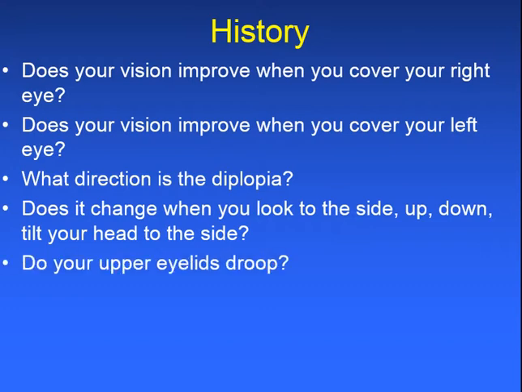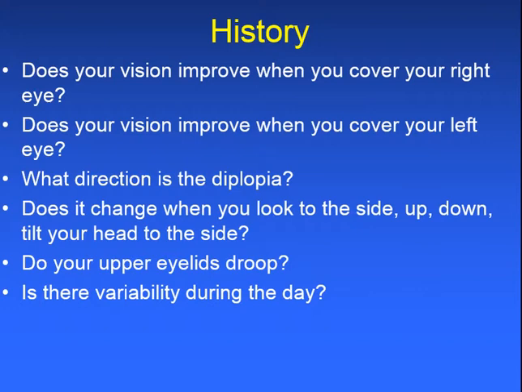So do your eyelids droop? As we've learned, eyelids can droop when you have, probably the two most important examples would be myasthenia gravis or a 3rd nerve palsy. Is there variability during the day, which would happen in myasthenia gravis, where often the patient wakes up and they feel fine after a good night's sleep, and then it's only during the course of the day as they become fatigued where they develop their symptoms, including the diplopia and the drooping of the eyelid.